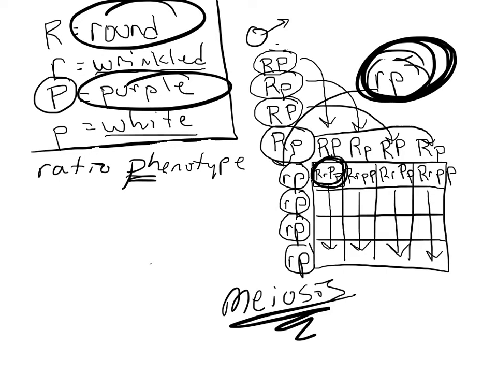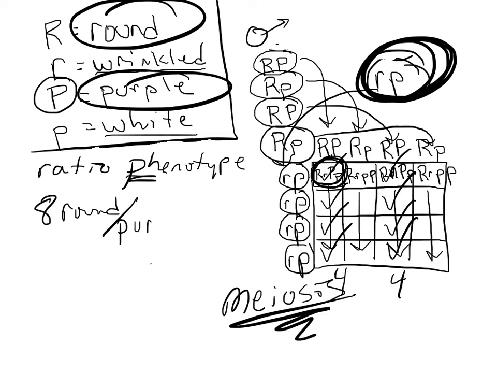Now if we count them up, we have one here, and one here, and one here, and one here. That's 4. And then over here in the third column, we have one here, and here, and here, and here, and that's 4 more. That gives us 8 that are round and purple.